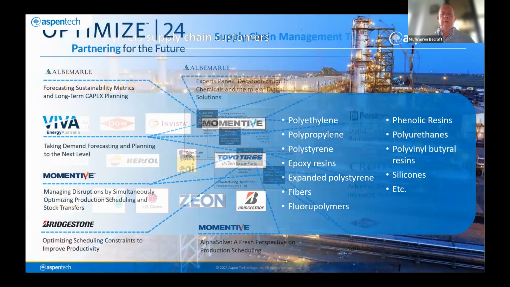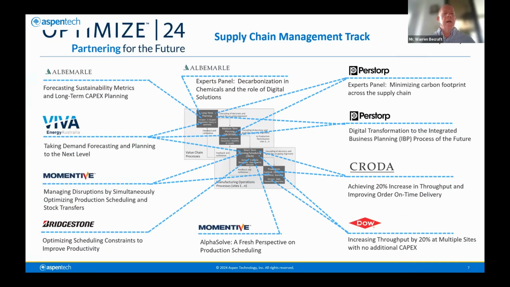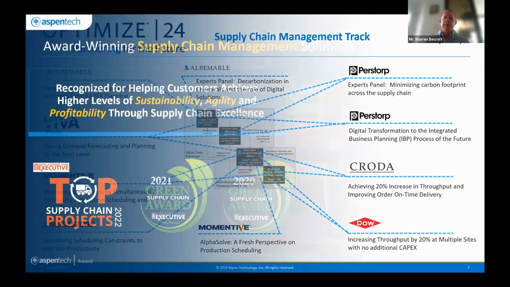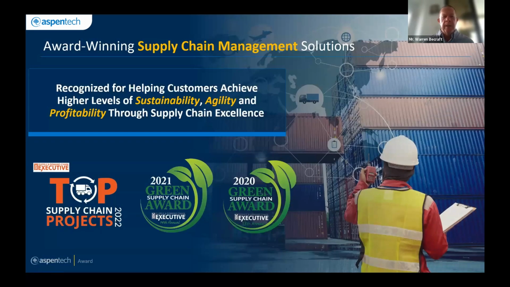Recently, we held our own global user conference in Houston, Texas, called Optimize 2024. Specialty chemical companies such as Albemarle, Perstorp, Croda, Dow, and Momentive all presented customer success stories, showing things such as achieving a 20% increase in capacity through better scheduling. Our solutions help our customers achieve higher levels of sustainability, agility, and profitability through supply chain excellence, winning some top awards around the world. From Supply and Demand Chain Executive, we won a top supply chain project. And for 2 years running, we won a Green Supply Chain Award through our work with FPCO in Japan.